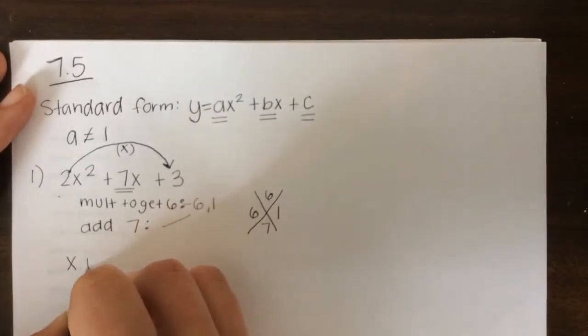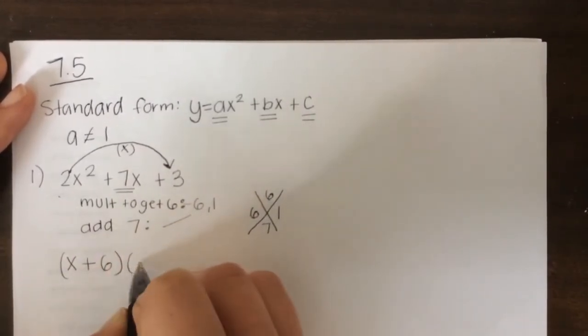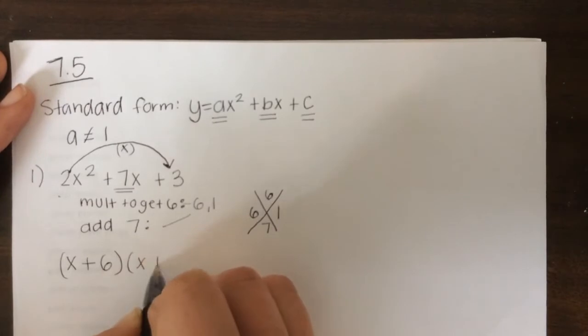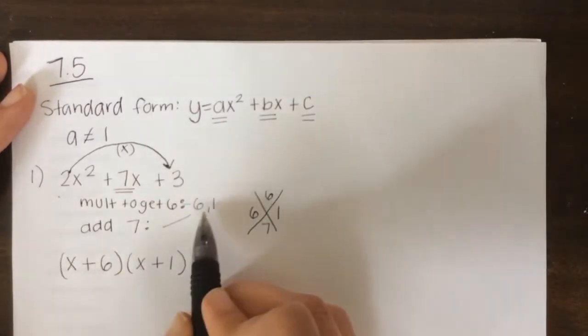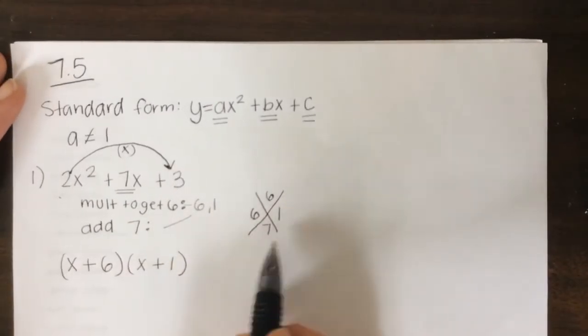So just like Miss McSwain taught you yesterday, you would split it into your two factors, x plus 6 and x plus 1, since 6 and 1 were the two numbers that satisfied my product.